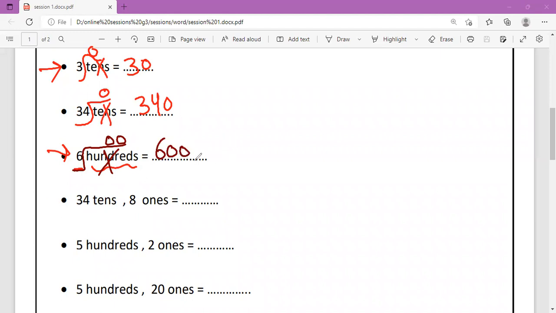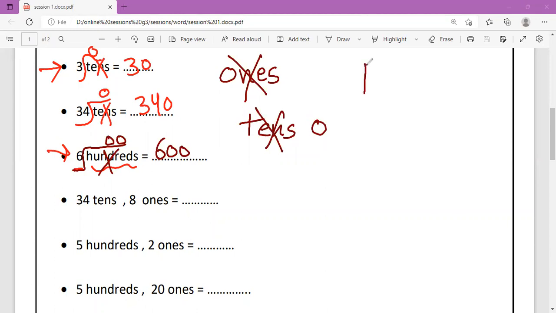Okay, I hope you understand all this part. You just put one zero if you have tens. You put two zeros if you have hundreds. You put nothing if you have ones. So for tens, cancel it and put just one zero. What about hundreds? You cancel hundreds and put two zeros. Just follow these steps. Let's go down.